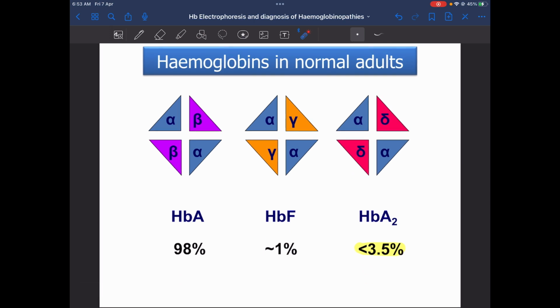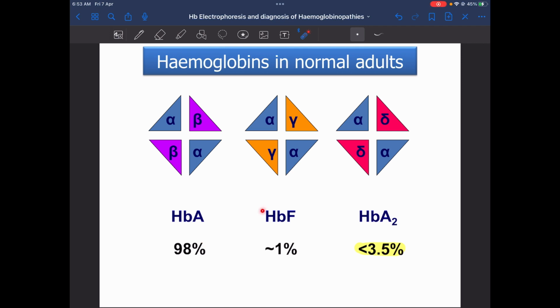Okay, so these are the different kinds of hemoglobins that we have in normal adults. It's important to note that this is the hemoglobin that's available in adults. I'll explain to you why. So we have hemoglobin A, which is composed of 2 alpha, 2 beta. This is the one that we were talking about just earlier. This is 98% of the total hemoglobin in your body.